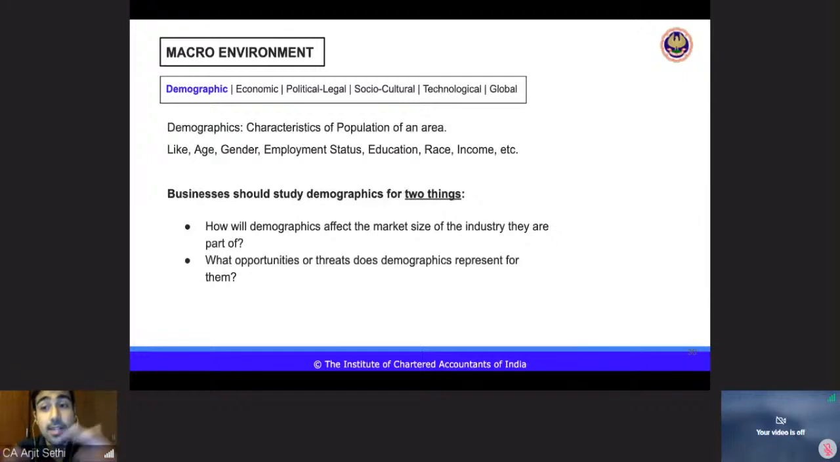So that is why we have to study everything in the environment. We cannot just say we will study the microenvironment and not the macroenvironment. We have to study each of these environments, right? So, how will demographics affect the market size of the industry they are part of? Second is, what opportunities or threats does demographics represent for them? SWOT analysis. Remember SWOT analysis? When we are understanding demographics, we have to do a SWOT analysis of demographics to understand the opportunities or threats it represents for them. I will give you an example and you will understand this very easily.